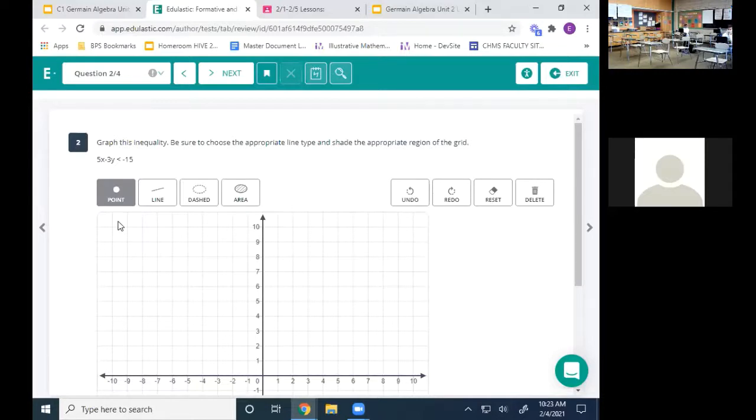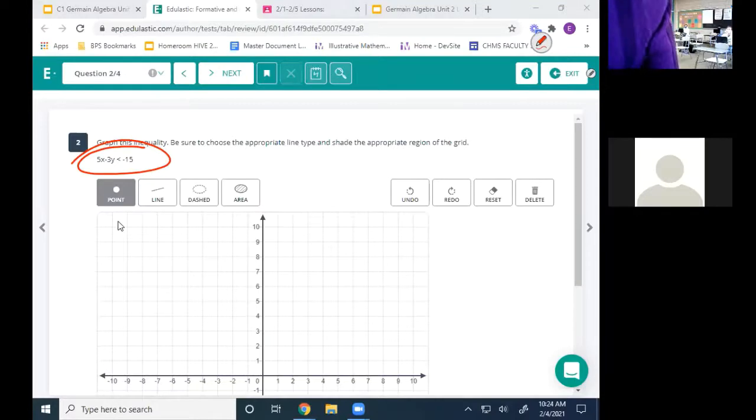You can convert it to y equals, or we can find our intercepts and plot those intercepts to connect. If you look at this equation here, what do we notice about these numbers? Maybe the numbers on the left side as compared to the right side. Kyle?